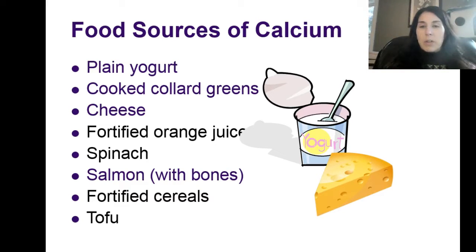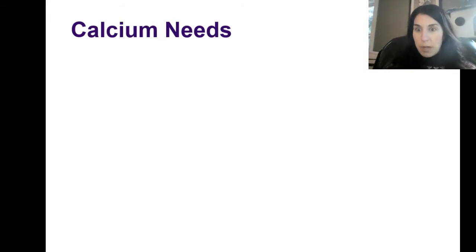Salmon with bones. I never could get over eating bones. I just can't do it. Sardines with bones. No, thank you. Tofu. Sorry, I'm letting my personal food preferences into the lecture, just sharing my thoughts.